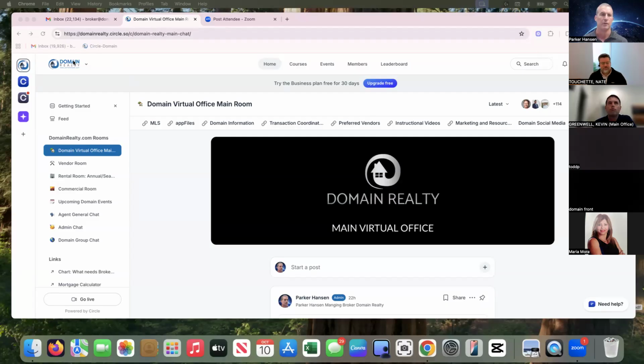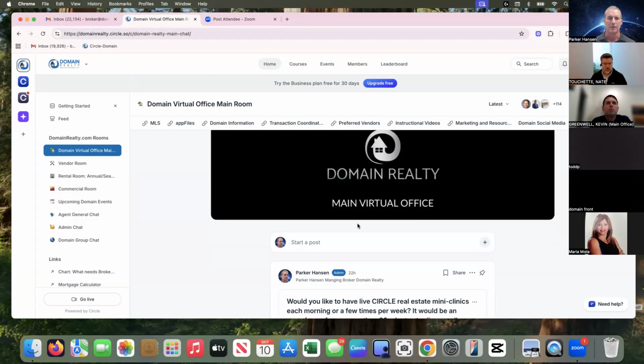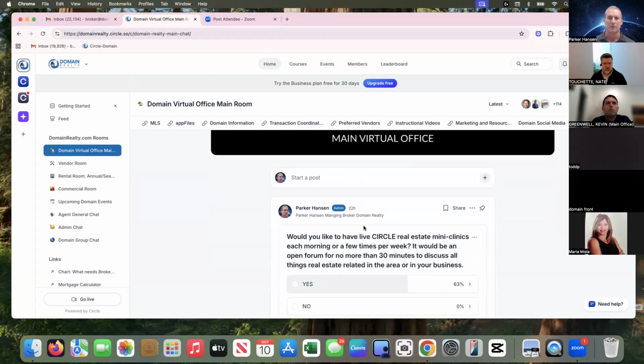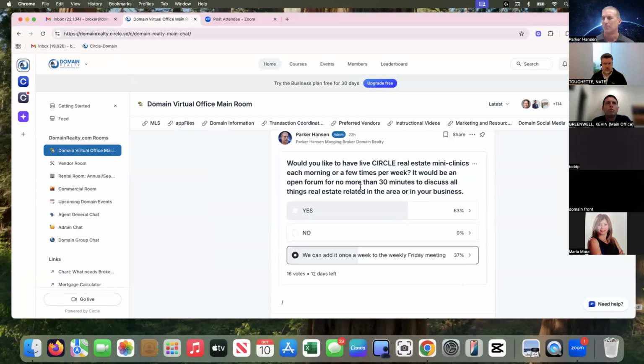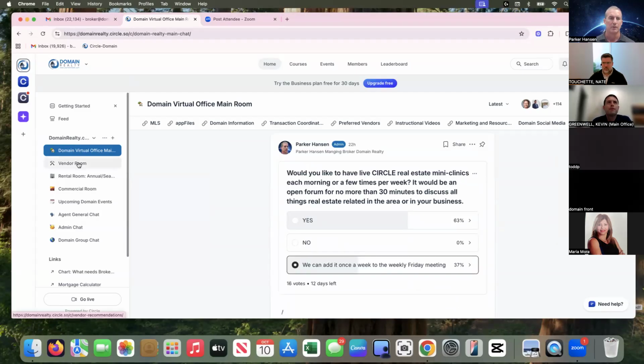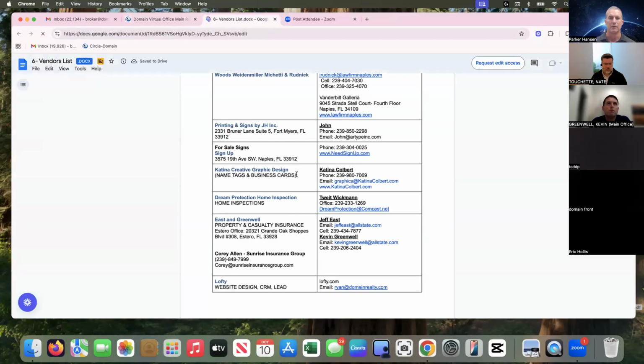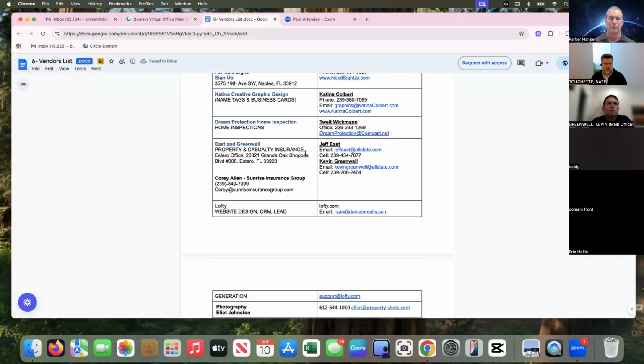This is the Domain Realty company virtual office. Agents can use it, and it works kind of like Facebook. It covers a lot of things, but for example, I put a poll in here and pinned it to the top of this thread. Each one of these rooms is like a digital room where people can talk and discuss things. Up here, there are our links. Just so you know, you guys are one of our preferred vendors. We've got all of our preferred vendors here, and East and Greenwell, you guys are in there.